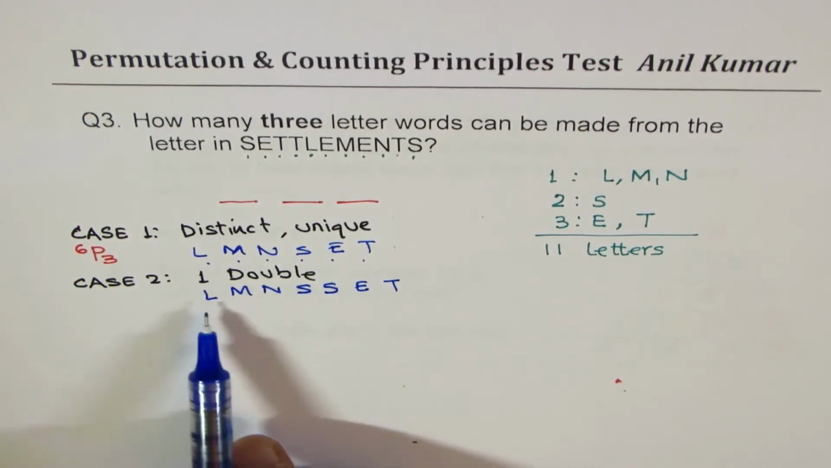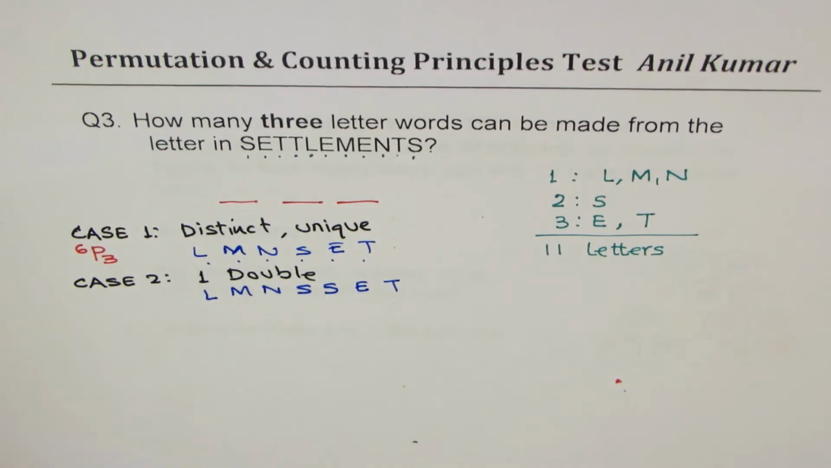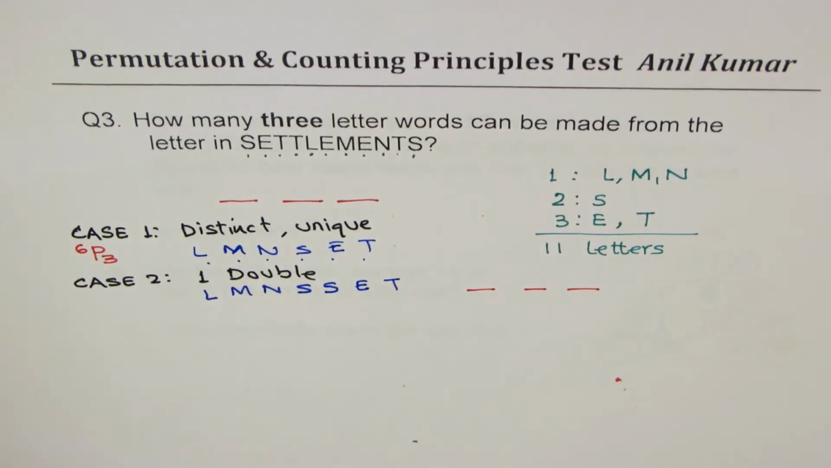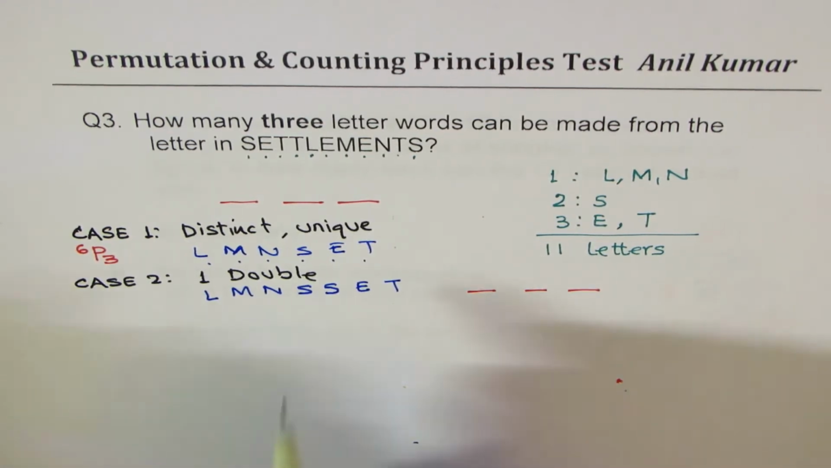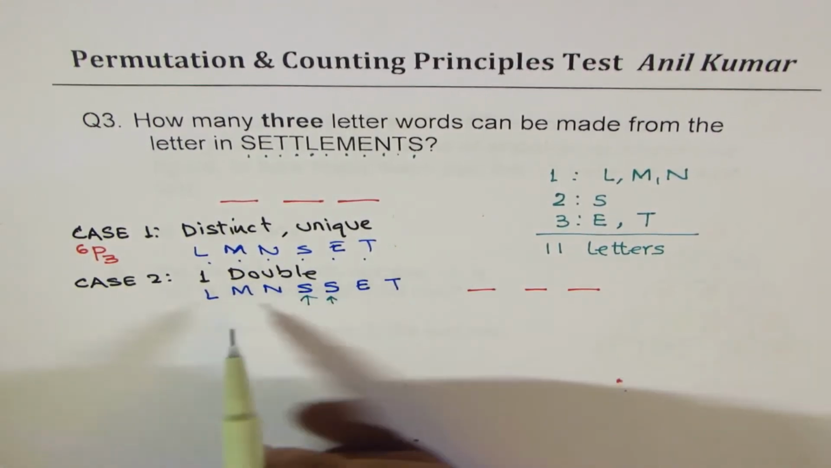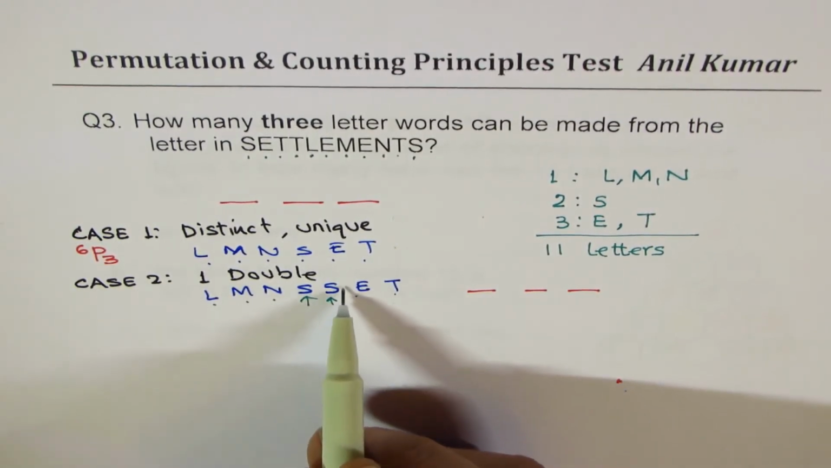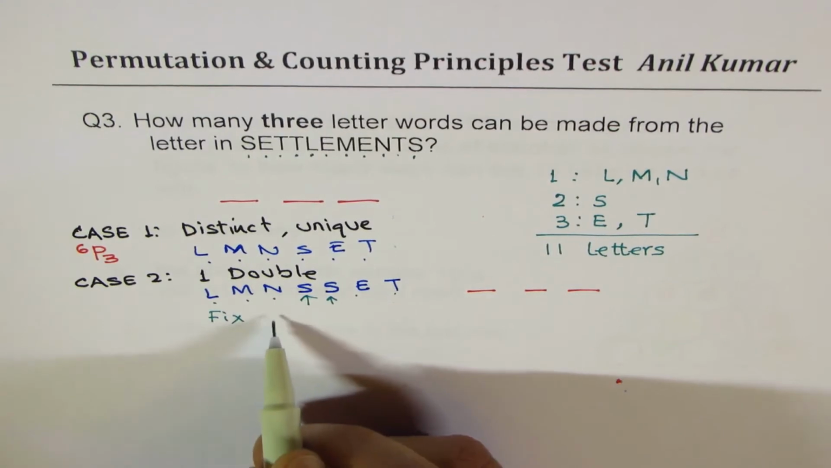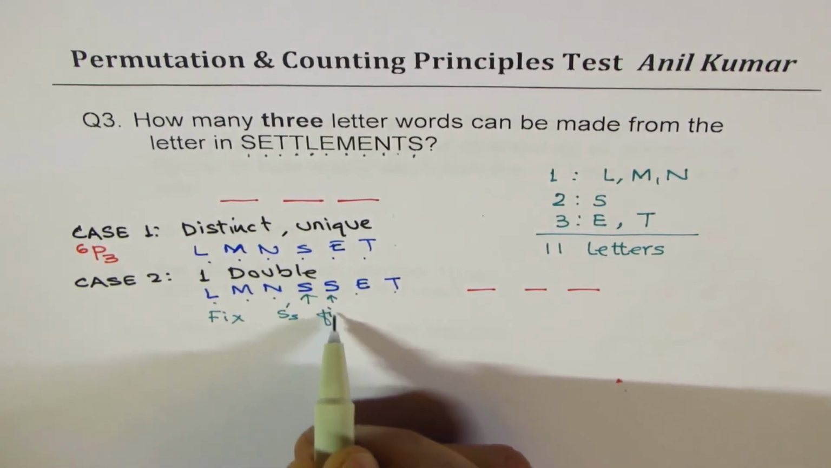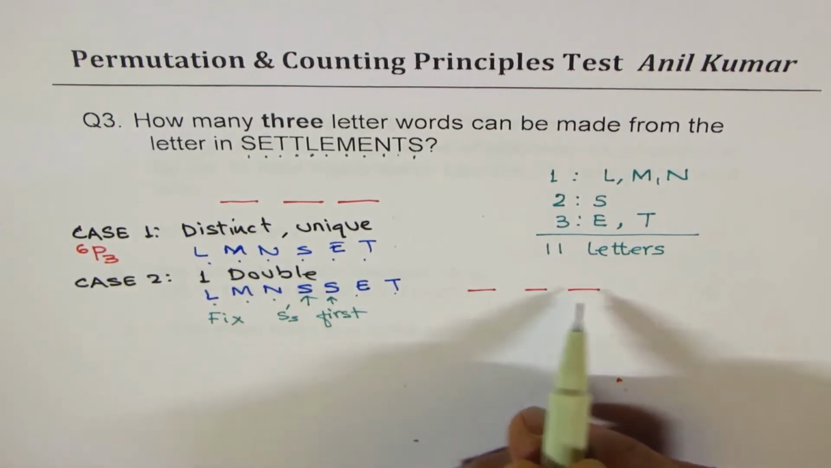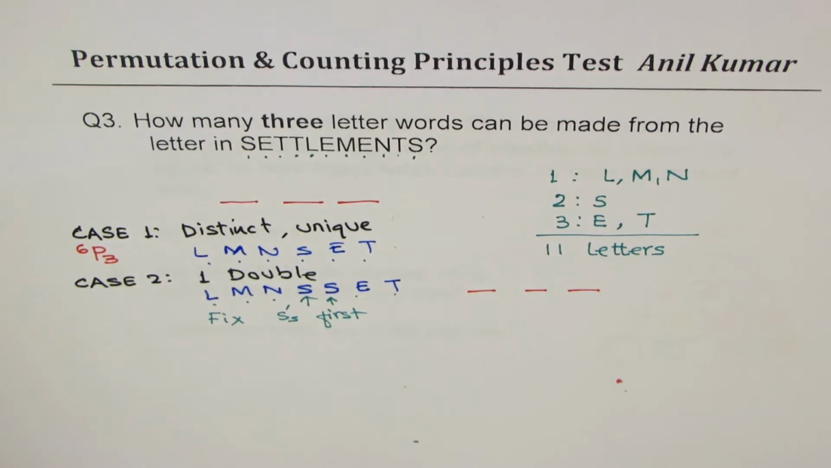So we have this combination of letters to work with, and we have only 3 spaces to fill. Try to understand this particular situation, it's very critical. We have 2 S's, and all other letters are the 5 others. So if I fix the S's first, that is, you are fixing 2 of these in 3 positions.